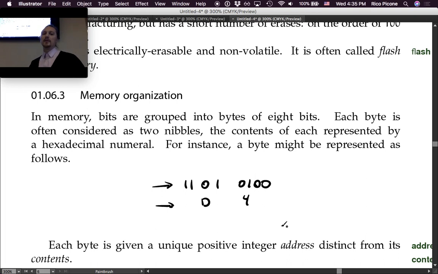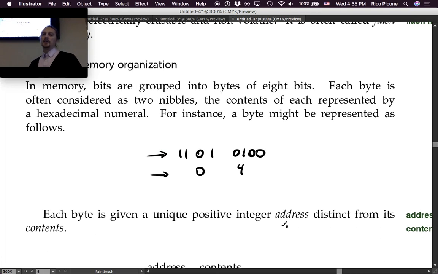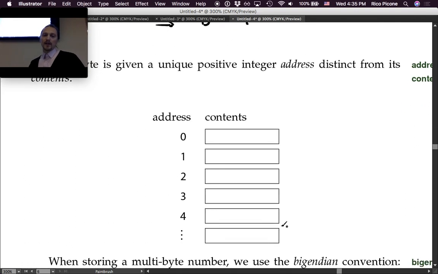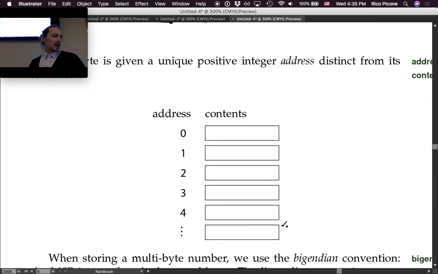Each byte is given a unique positive integer address, distinct from its contents. So it looks like this. So you have a byte that has an address, and you have another byte that has an address, and another byte that has an address. And the contents are associated with the address. So you have to be able to know both about it, where it is in memory and what's in it.